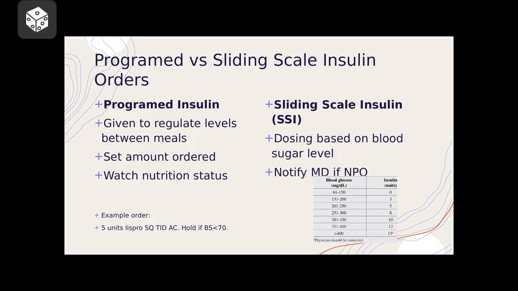So if their blood sugar is not high, then you could see the top one there: if their blood sugar is 61 to 150, we don't have to give them any insulin, so there's nothing to worry about. So generally, if patients are NPO, you will see them continue the sliding scale because it is based on blood sugars, not based on a set amount to go with meals.